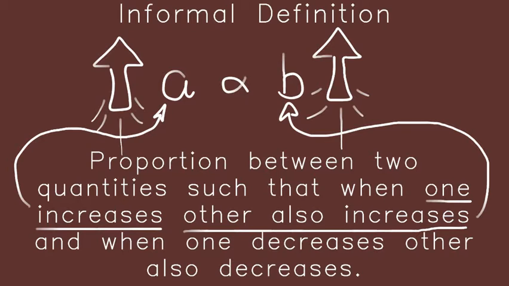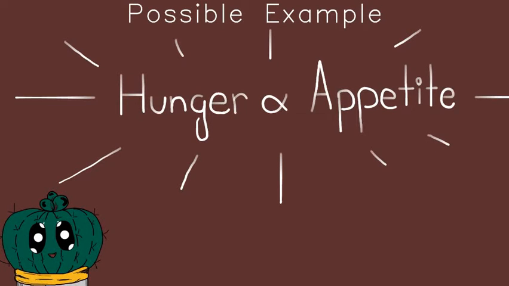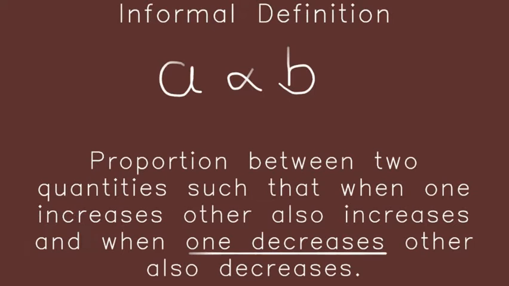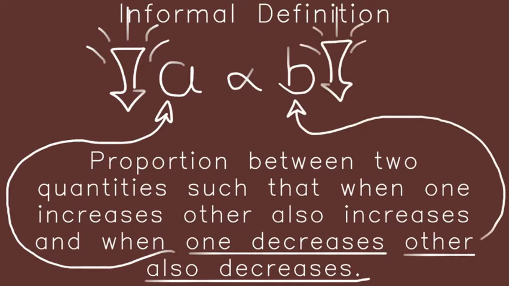First, let's talk about the increasing case. A possible example is a general person who is not ill: whenever you feel hungry, you want to eat more. You have a good appetite. This is an exact example of direct proportion. The more hungry you are, the more you want to eat. This can also go the other way around. When the value of a decreases, b also follows. Both of these cases are called direct proportion.